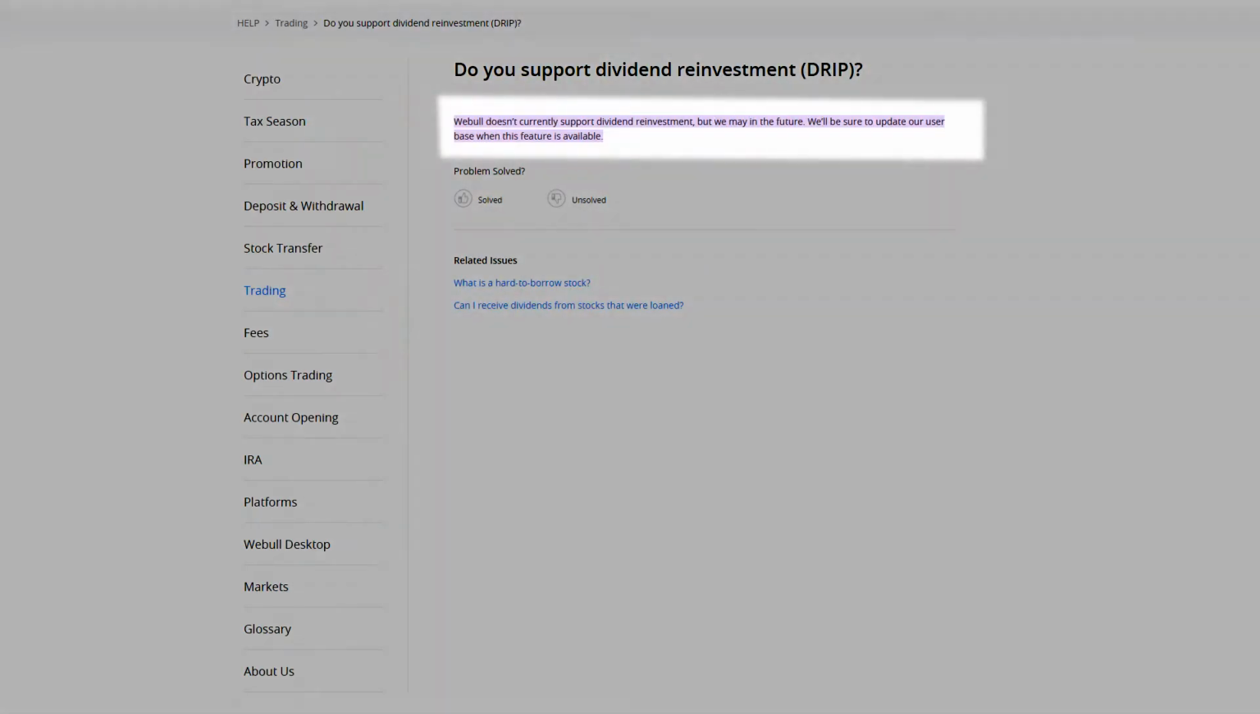Webull currently doesn't support dividend reinvestment, but they say that this is something they may offer in the future, so be sure to check on that if it's something that you have to have before signing up. Lastly, both platforms provide their users with market updates and financial news, so you can stay up to date with what's going on. Okay, so what kind of customer service do these two companies offer their users?